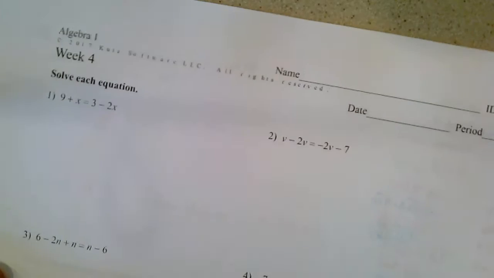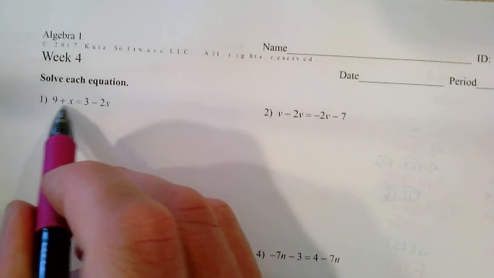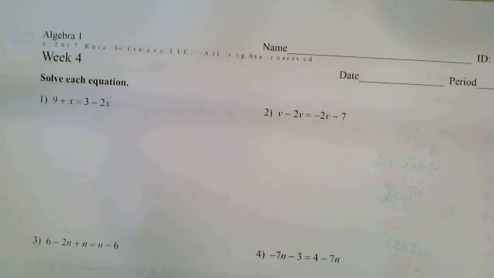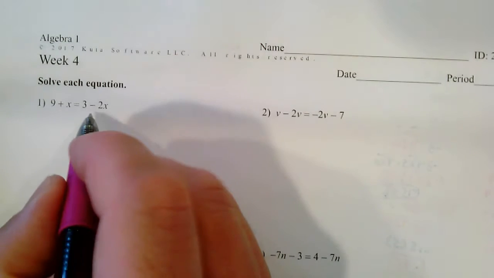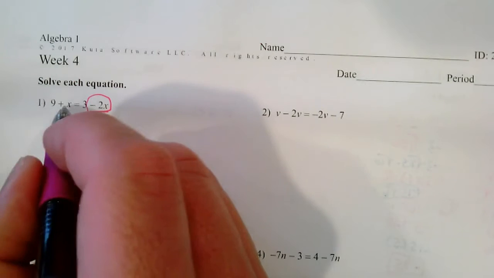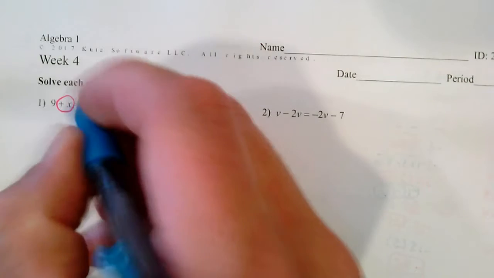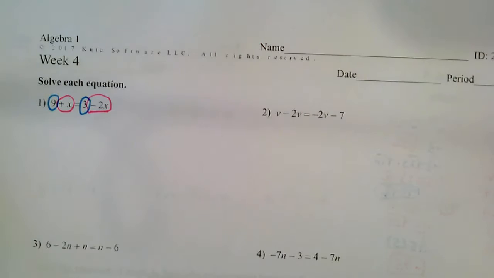All right, let's see. We're solving some equations here. Up here, we've got 9 plus x equals 3 minus 2x. So there's no like terms to combine. So our first step is to get all of our variables on one side. So you see we've got a variable term here, and we've got a variable term here. And then we've got a constant term and a constant term there.